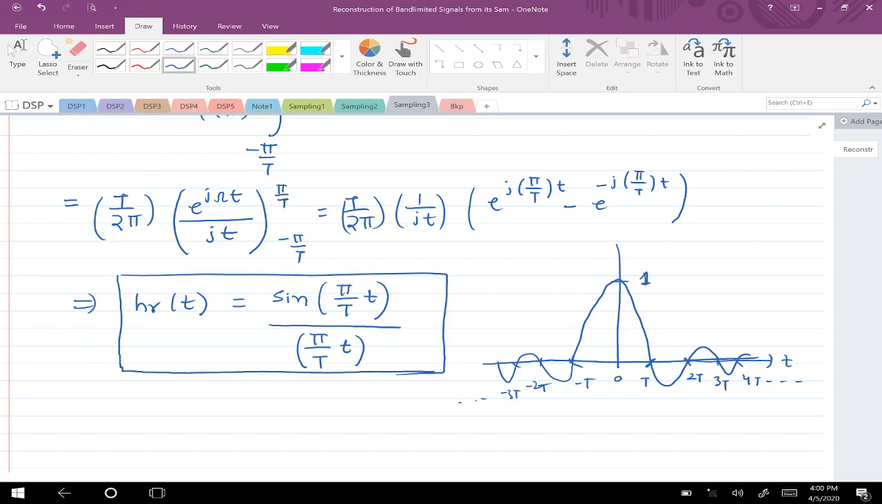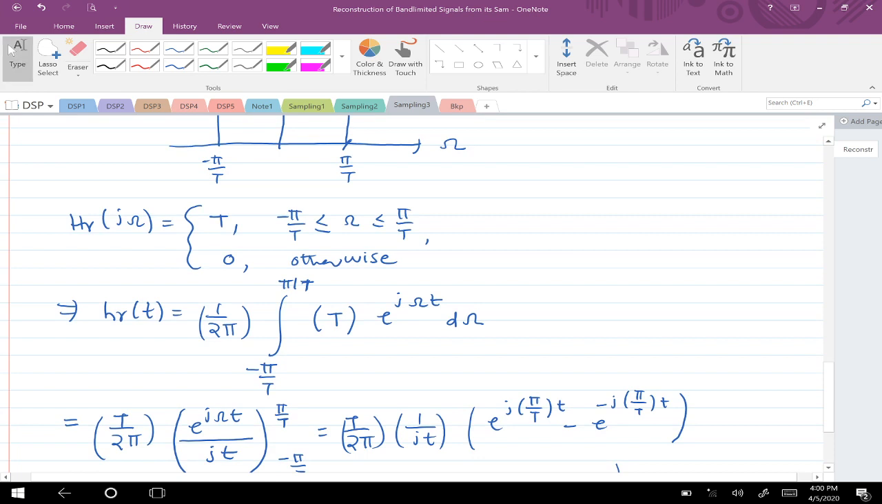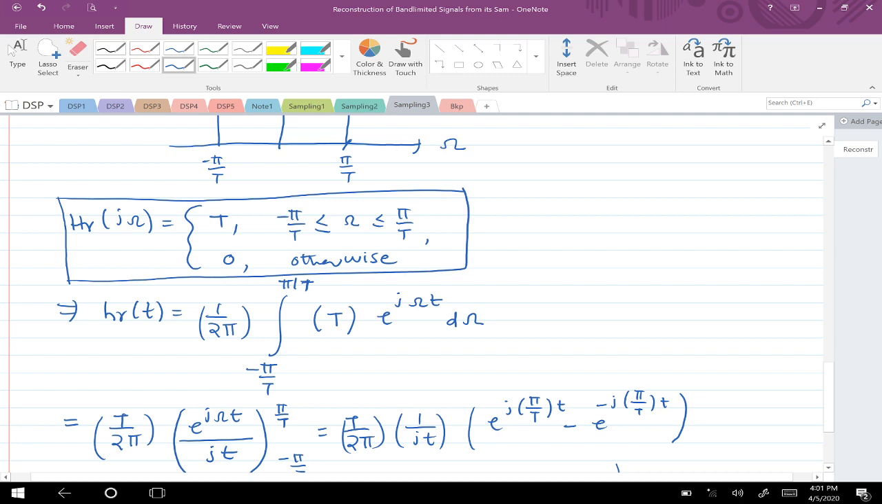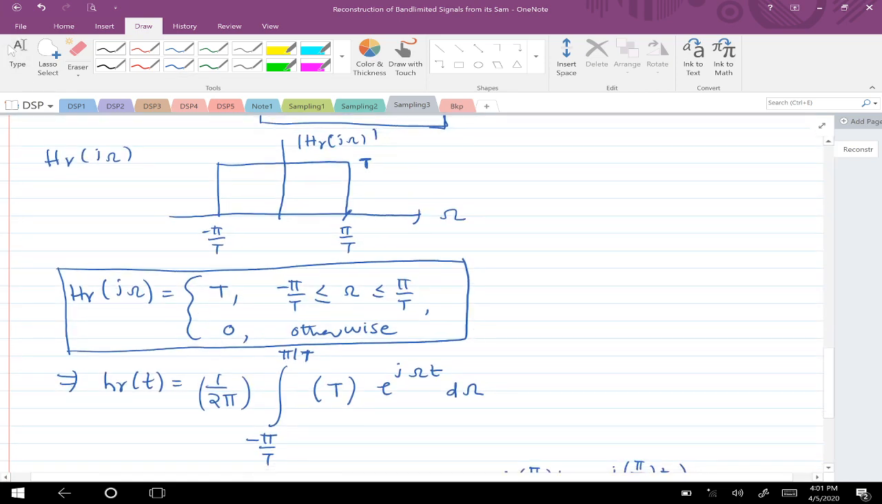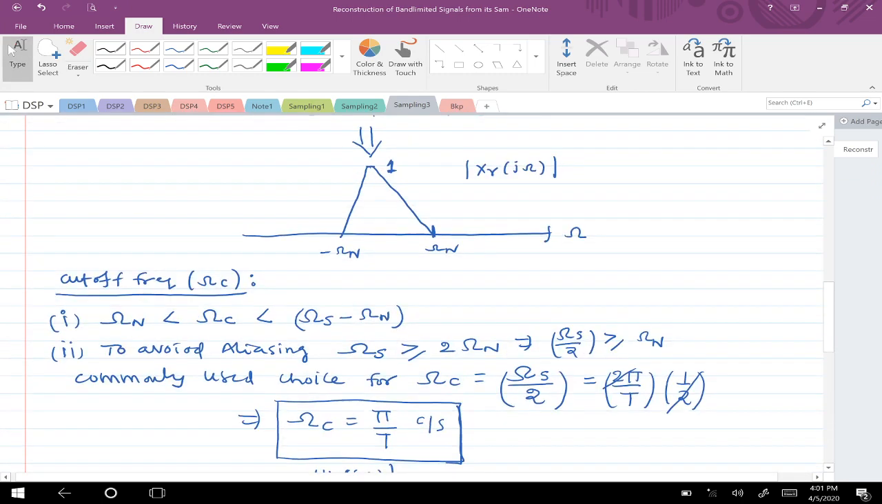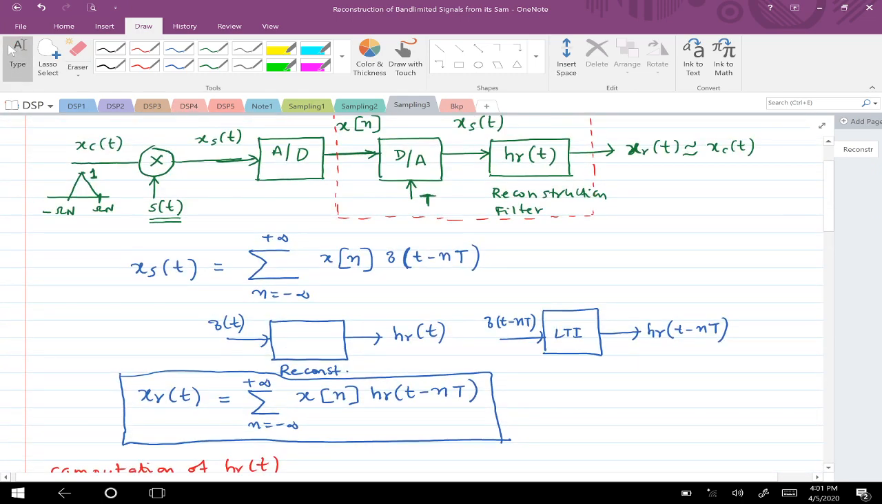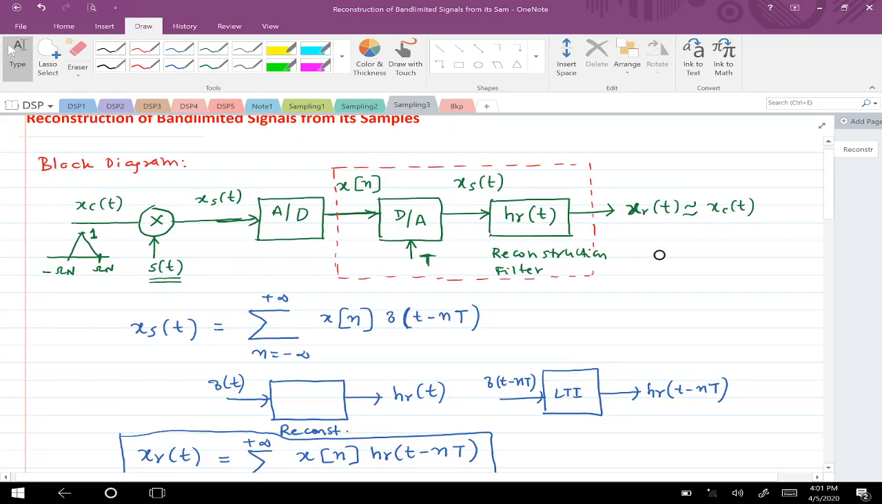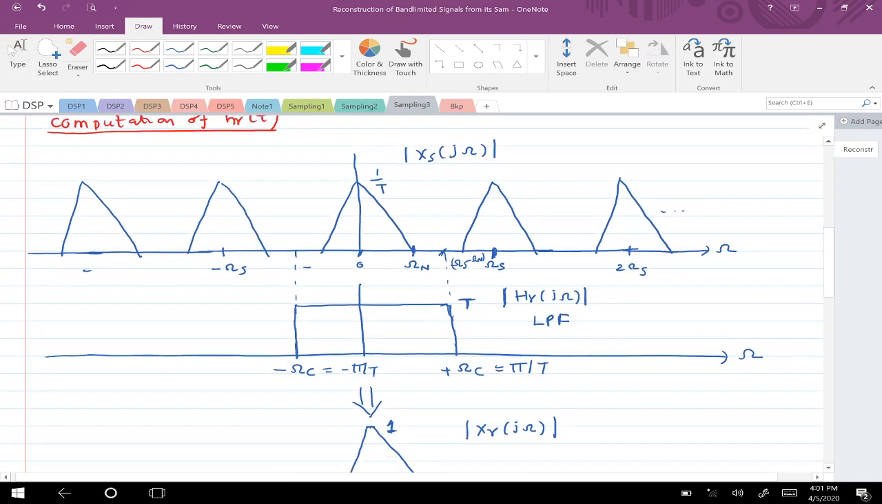Now this is your h_r(t). So we got all the expressions pretty well here. We got H_r(jω) as this expression, and that's your h_r(t). Now that you have the impulse response, let's make an interpretation: how you are getting back x_r(t) from x_s(t). That's what we will now do.